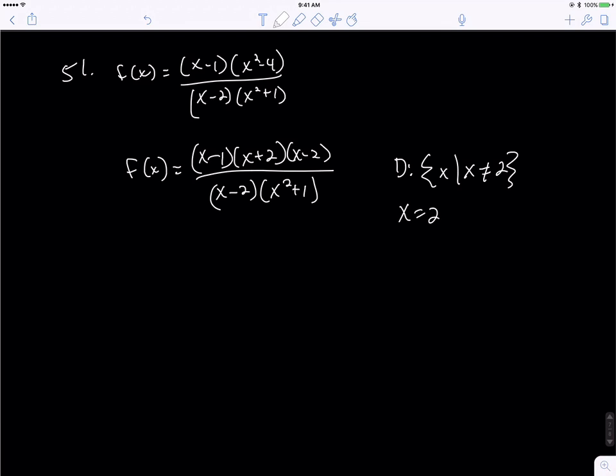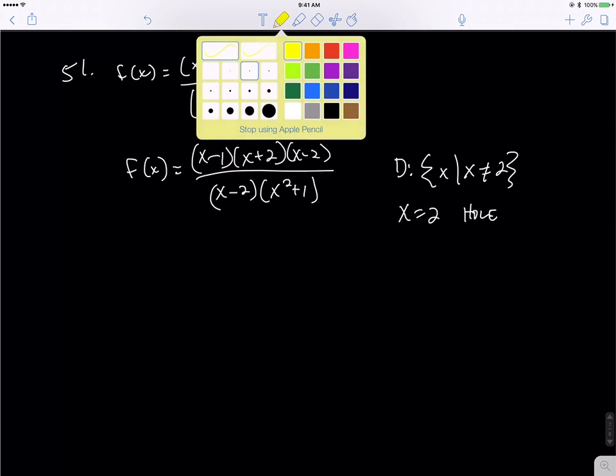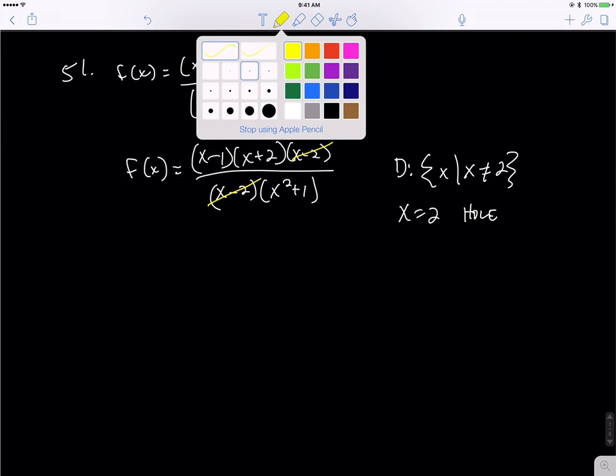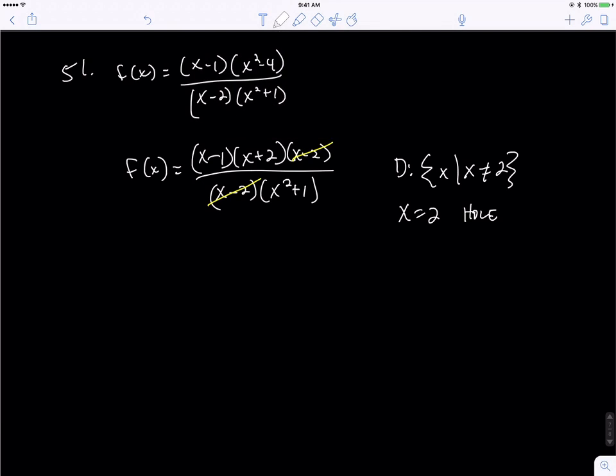So at x equals 2, we have a hole because it's a removable discontinuity. I'm not going to cross it off, but if I wanted to, I could cross that off. So there's a hole there. Now, whatever makes the top 0 is also x-intercepts. So I know that there's x-intercepts at (1, 0) and at (-2, 0). I don't say there's an x-intercept at (2, 0) because it's a removable discontinuity.